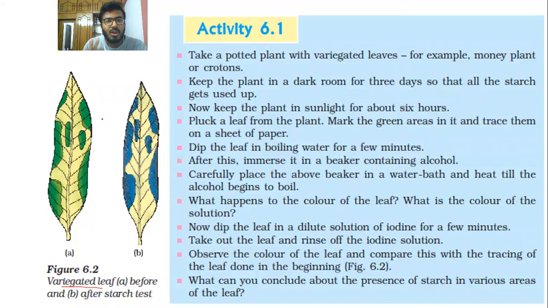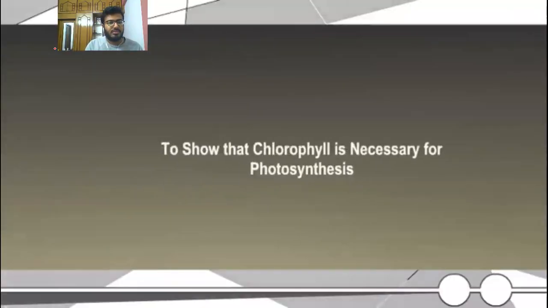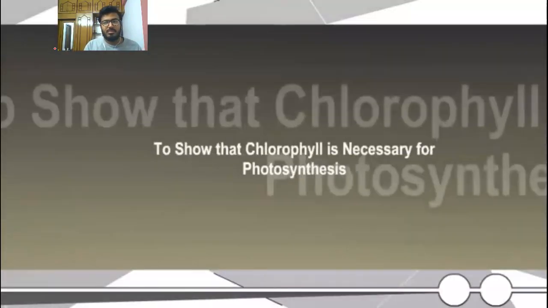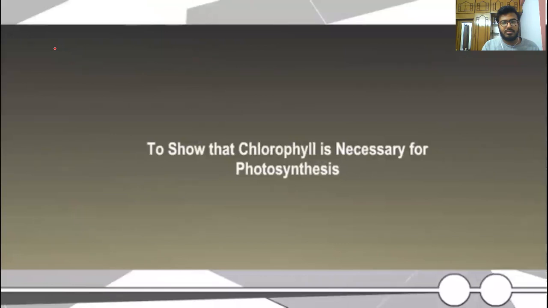Okay, so there are two experiments in the textbook, and the third one is not given. You are asked to find out yourself, so we are doing that also. So you'll see always the iodine test. Iodine test mein jab bhi starch present ho, at that time it will be converted into blue and black. Okay, now we'll look into the experiment itself. To show that chlorophyll is necessary for photosynthesis.